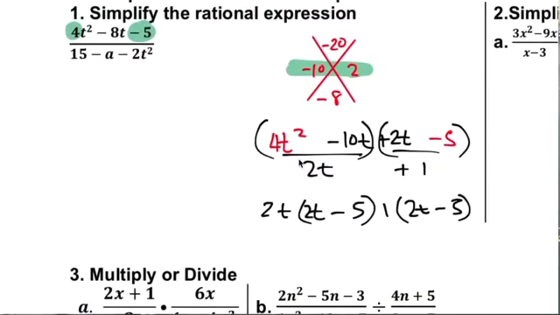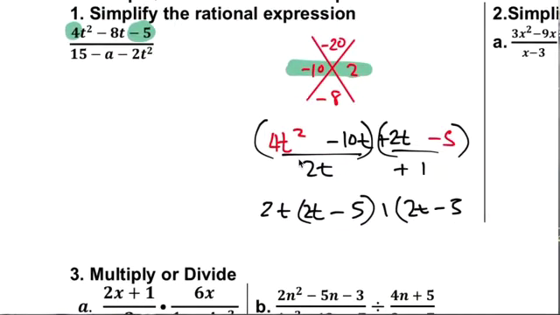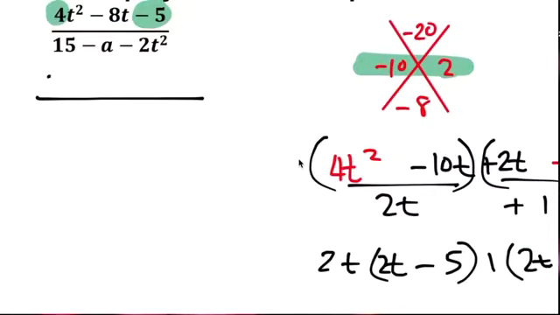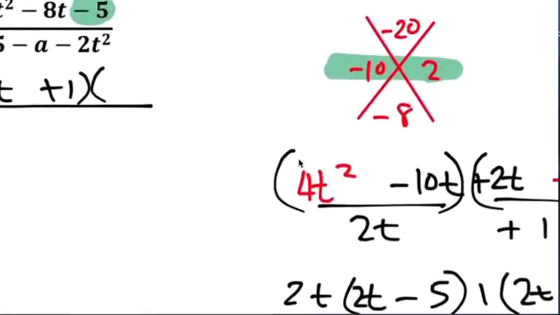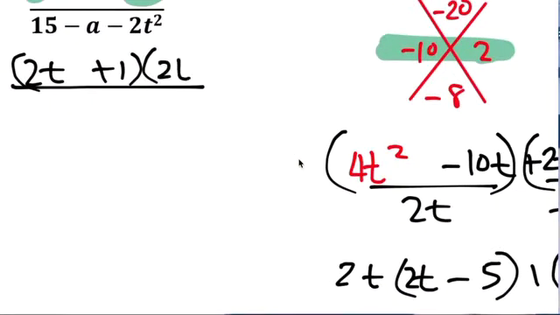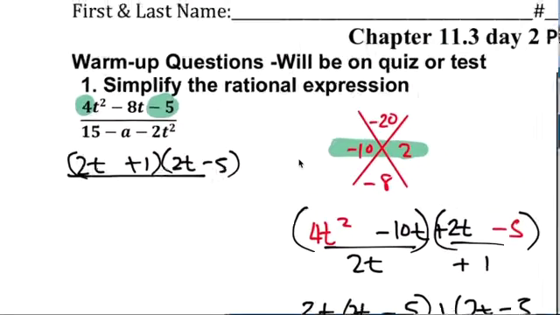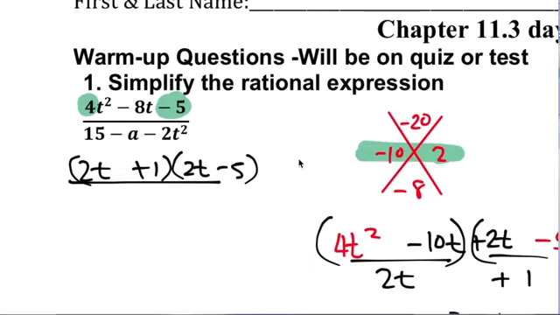So your answer is, numerator is 2t plus 1 and 2t minus 5. Check really fast before you do this. Check this, that's 4, and check that, that's negative 5. Okay, you did it right then.